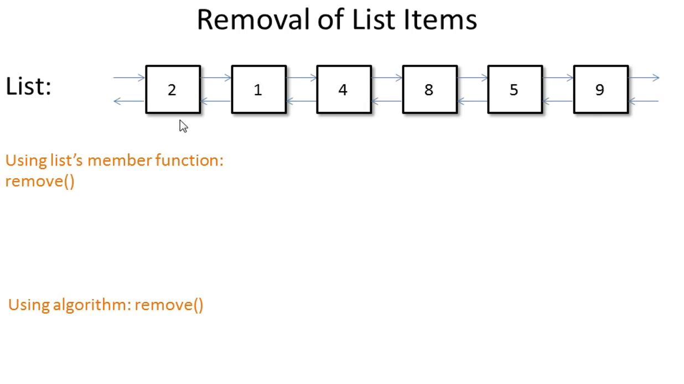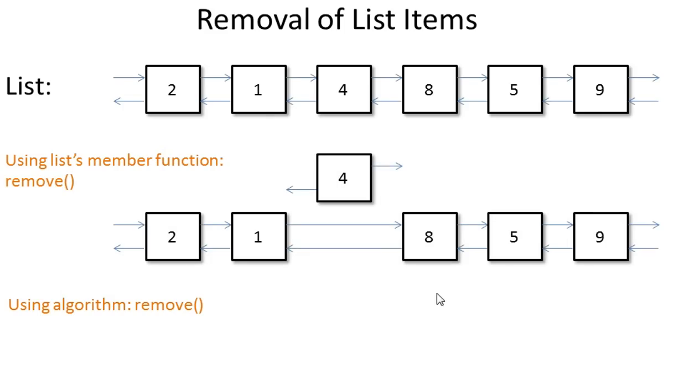Now we have a picture of the list that contains the integers, and we want to remove the item 4. First, I use the list's member function remove. The member function does the removal by tweaking the pointers. The forward pointer of 1, which originally pointed to 4, now points to 8. And the backward pointer of 8, which originally pointed to 4, now points to 1. As a result, the item 4 is removed from the list.